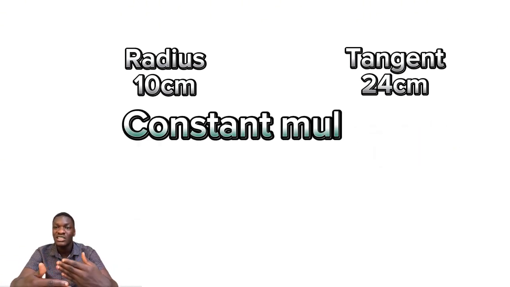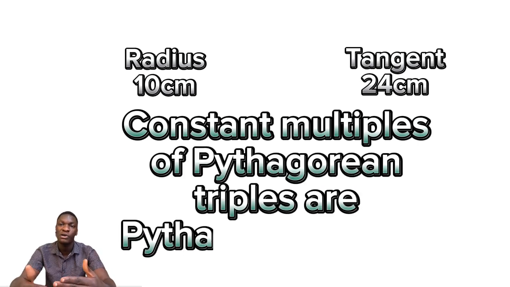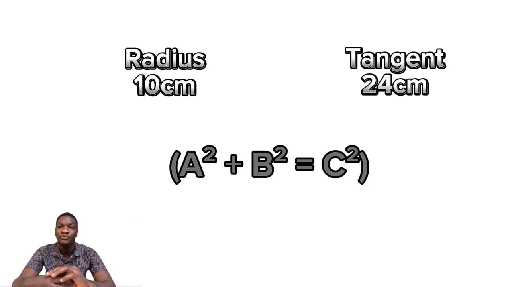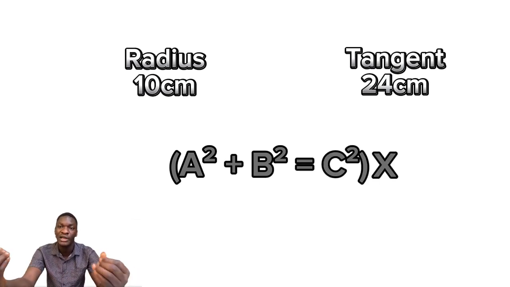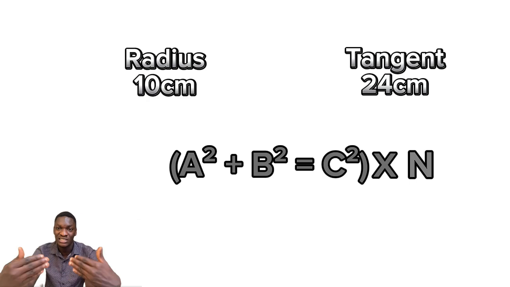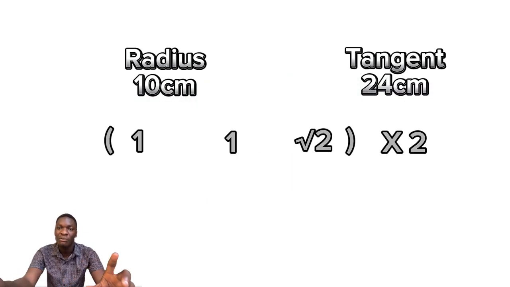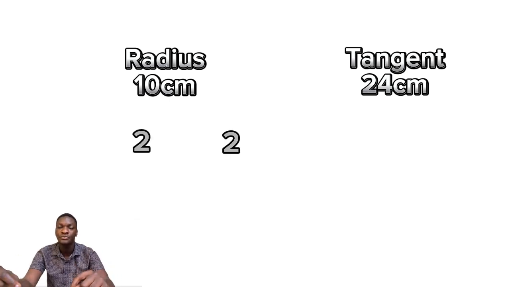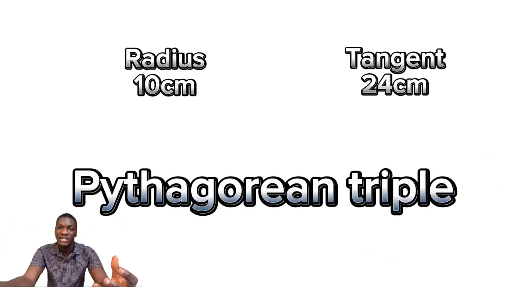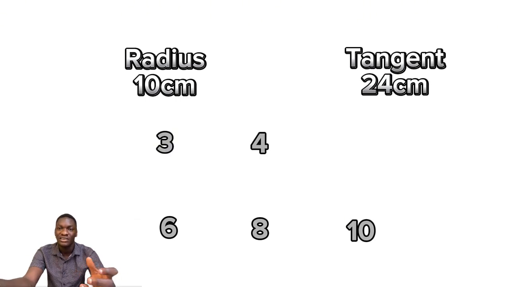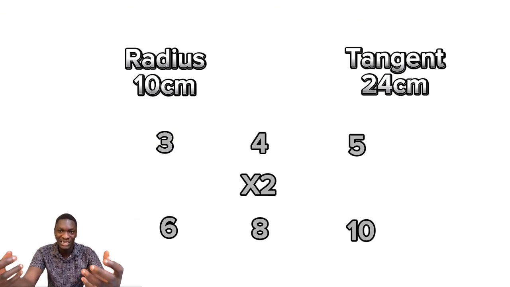Now, constant multiples of Pythagorean triples are also Pythagorean triples. What does that mean? It means that if I multiply the three numbers that form the Pythagorean triple by a constant number, the result is a Pythagorean triple. So for example, 1, 1, square root of 2. If I multiply all that by 2, the result is also a Pythagorean triple. So 2, 2, 2 times square root of 2 forms another Pythagorean triple. The same way, 6, 8, 10 is a Pythagorean triple. You can see, I mentioned it earlier, 6, 8, 10.